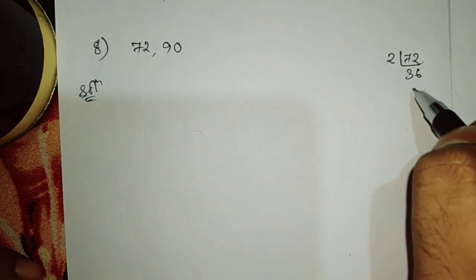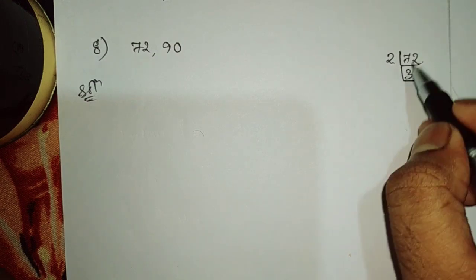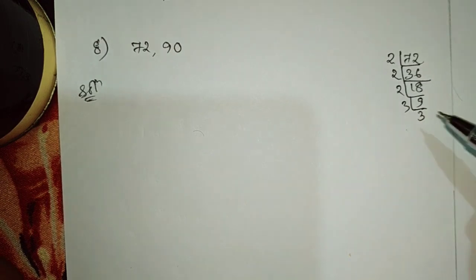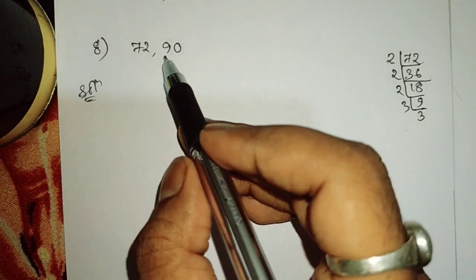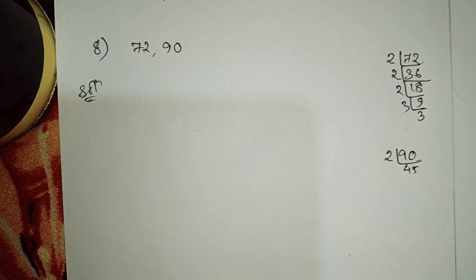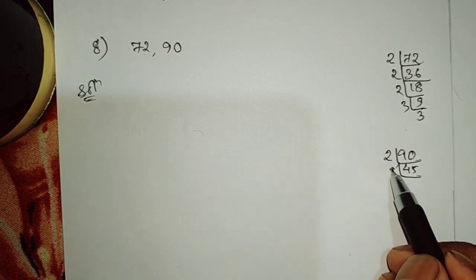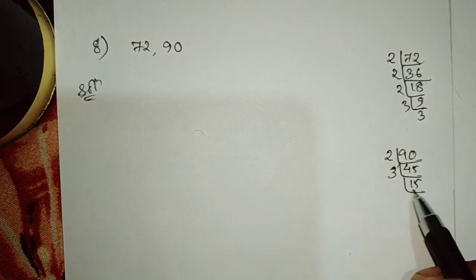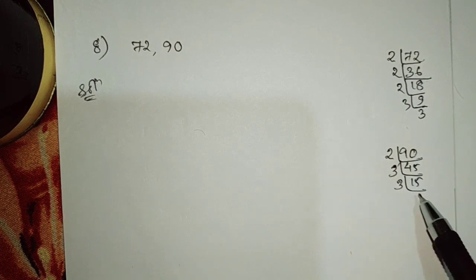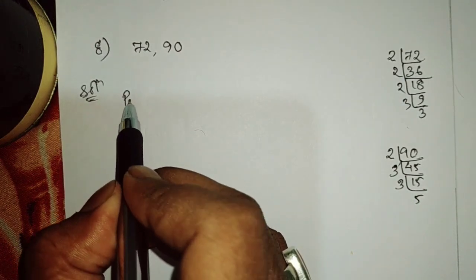2 36s are 72, 2 3s are 6, 2 6s are 12. It's kind of division only, our short division. Then 2 times 18 is 36, then 2 times 9, then 3 times 3. This is our prime factorization of 72, and we need 90 also. Then take 90, 2 times 45, then 45 is not divisible by 2, so we'll take 3. 3 times 15 is 45, then again 15 is not divisible by 2, so we'll take 3. 3 times 5.